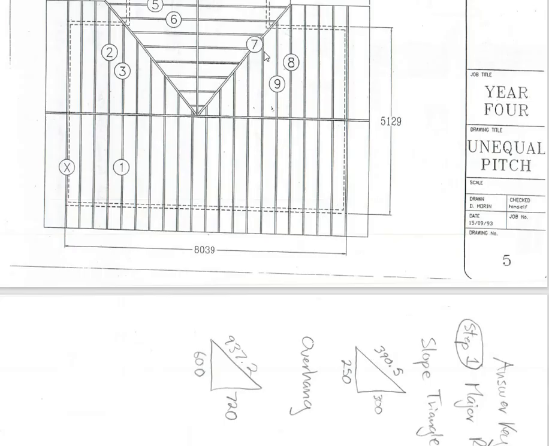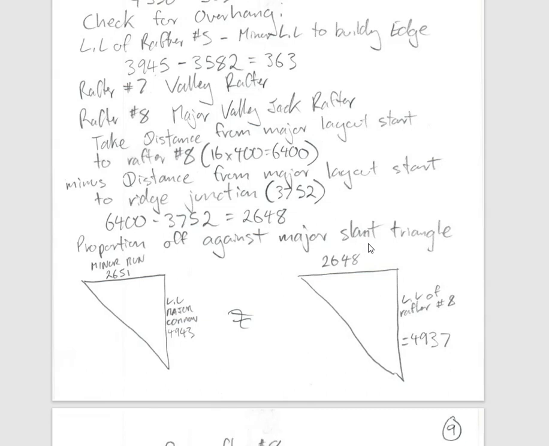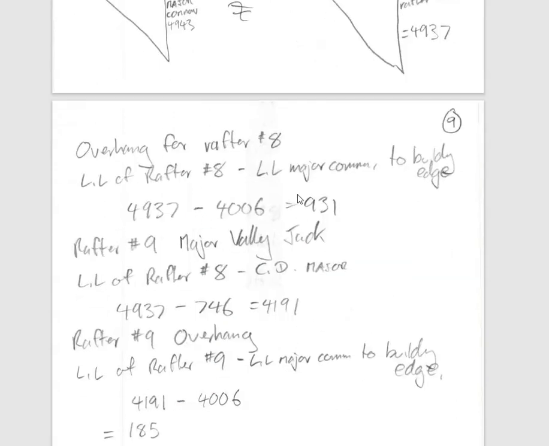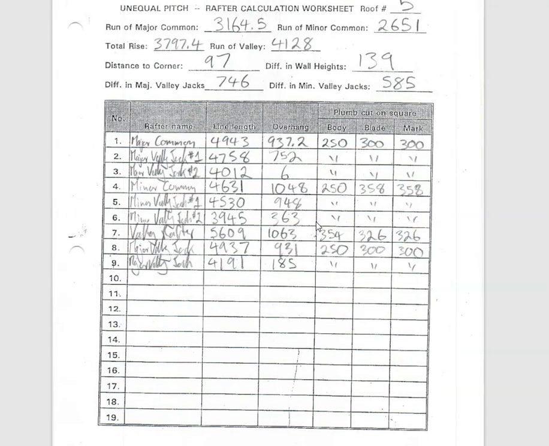And you can see here, it's really, really close, right? A lot of these are done to scale, giving you an idea of how close it is, but we still need to calculate it for everything to work out properly. Once we have our line length for this rafter, we need to calculate that overhang in the same way that we've done all the other overhangs, minus that 4006, which would be the line length to the building edge of the major, gives us an overhang of 931. And we punch all that into our table here.